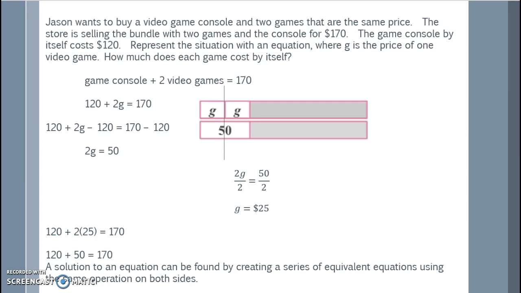So a solution to an equation can be found by creating a series of equivalent equations using the same operation on both sides. So notice when we were figuring this out, we subtracted 120 from both sides, and when we were about ready to get G by itself, right here, we divided both sides by 2.